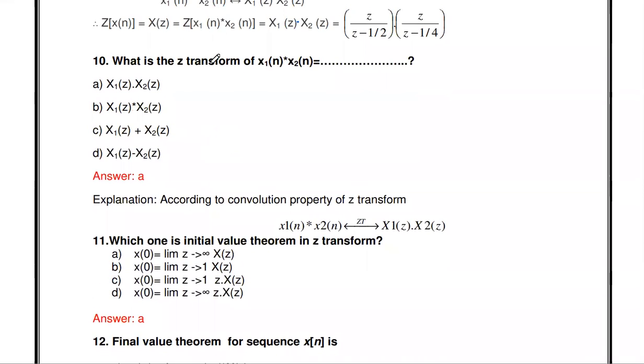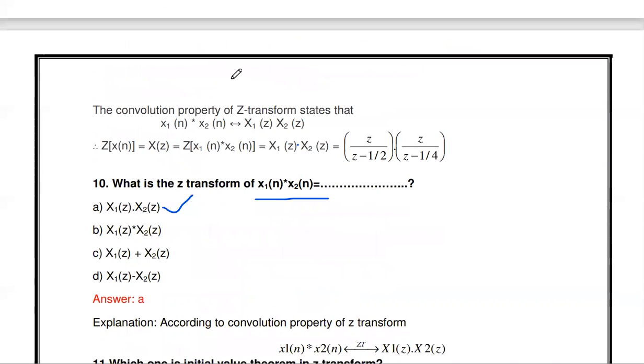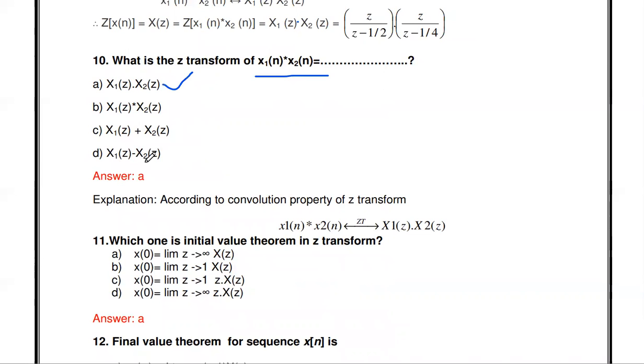Next one: what is the Z transform of x1 of n asterisk x2 of n? What does asterisk mean? This is the convolution symbol. According to the convolution property, the Z transform of x1 of n convolution with x2 of n is capital X1 of Z multiplied with X2 of Z. So A is the answer.